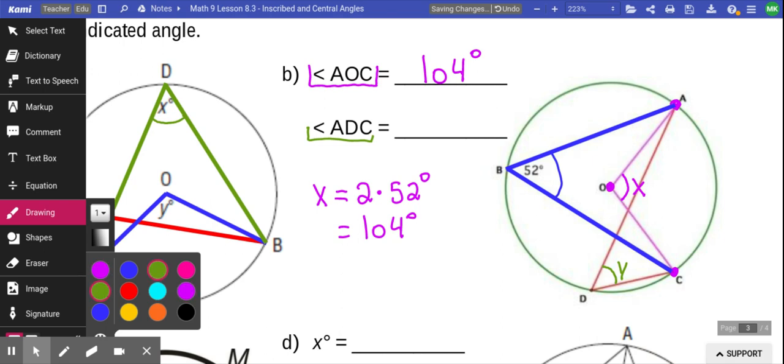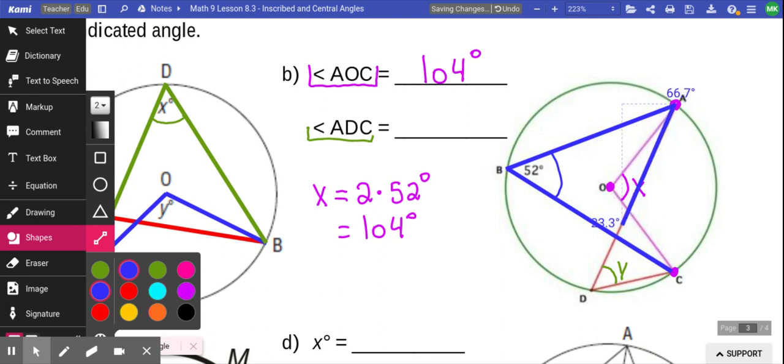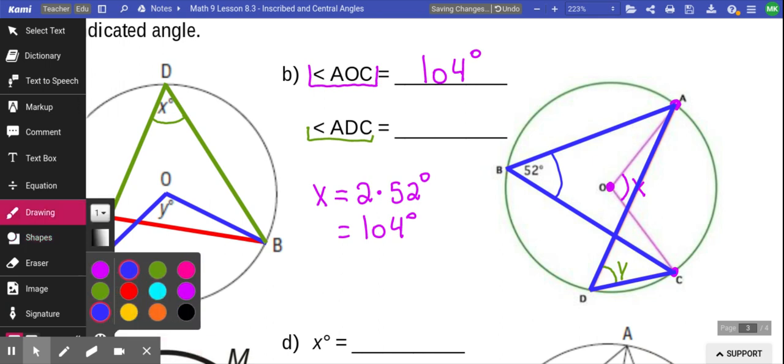Awesome. The other angle we have, Y, is also an inscribed angle, and it's connecting A to D to C. But they both are going from A to C. We know that inscribed angles are congruent if you're going from one point to another point. That means Y must also equal 52 degrees because they're both inscribed angles connecting 2 points on the outside of your circle.